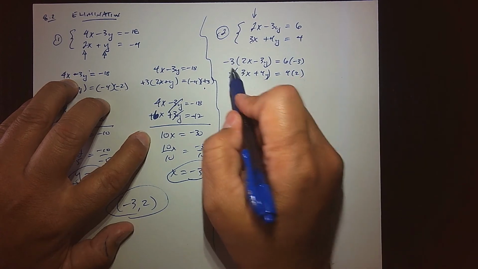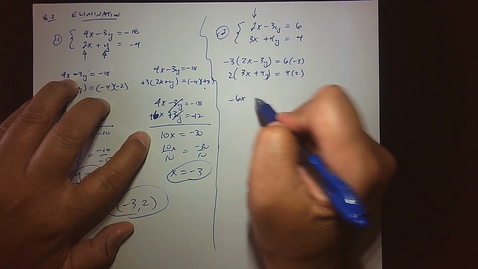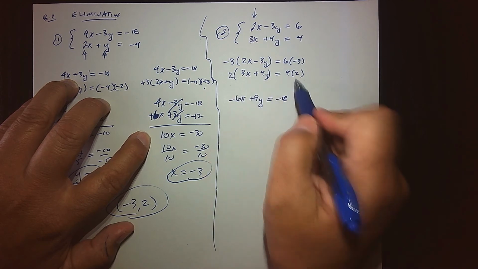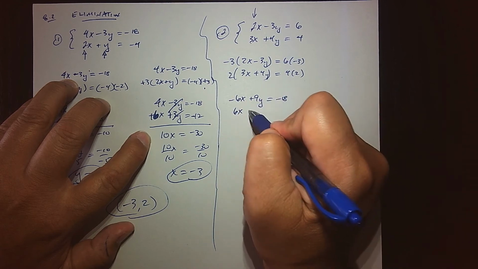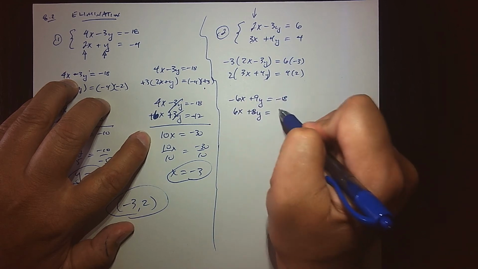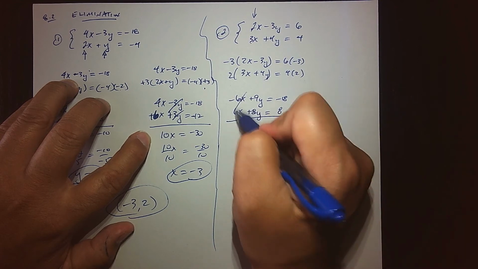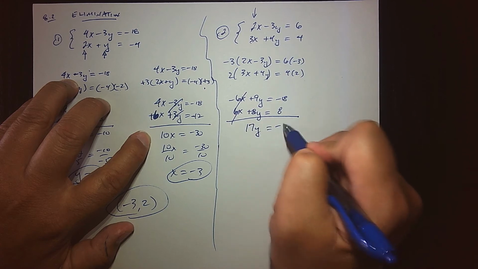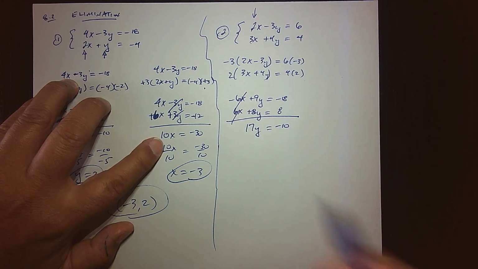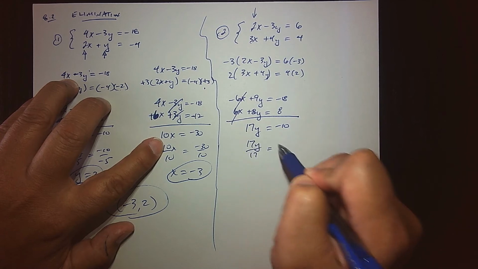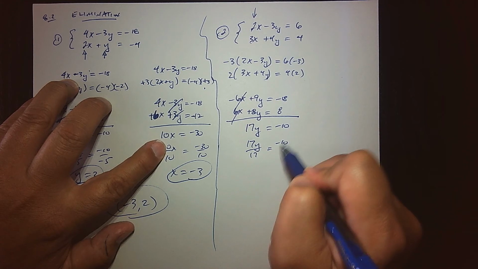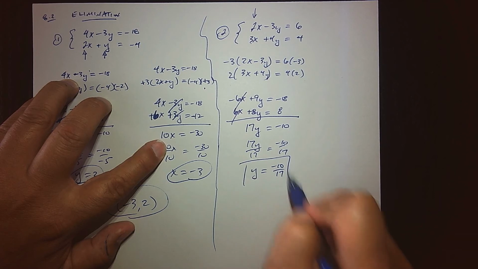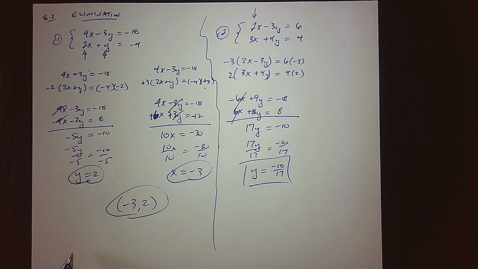So my new system, if we do all the work here, we get -6x plus 9y equals -18. If we do all the distribution here, we get +6x plus 8y equals 8. And the x's cancel out by design. 9y and 8y is 17y, and right here what we get is a -10. Divide both sides by 17, and we get y equals -10 over 17. So we've got our solution. We're off to the races.